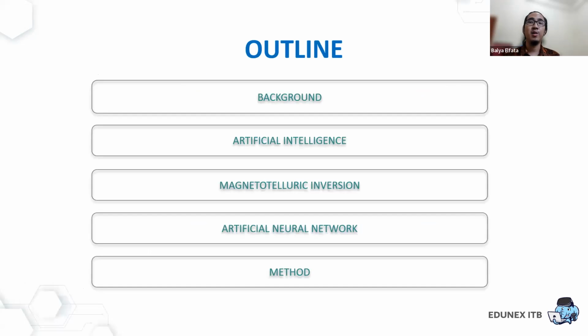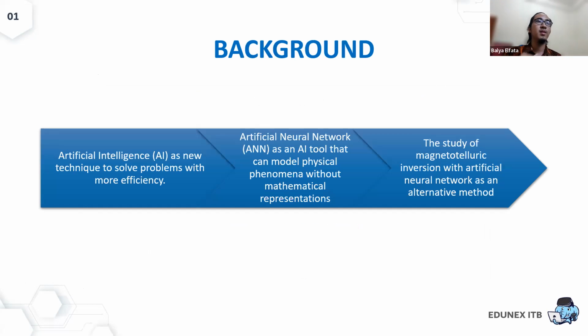So the outline of our presentation today: first is the background, and second is artificial intelligence. Next, we're going to talk about magnetotelluric inversion, and then artificial neural network and the method that I use for this research. Background of my research.